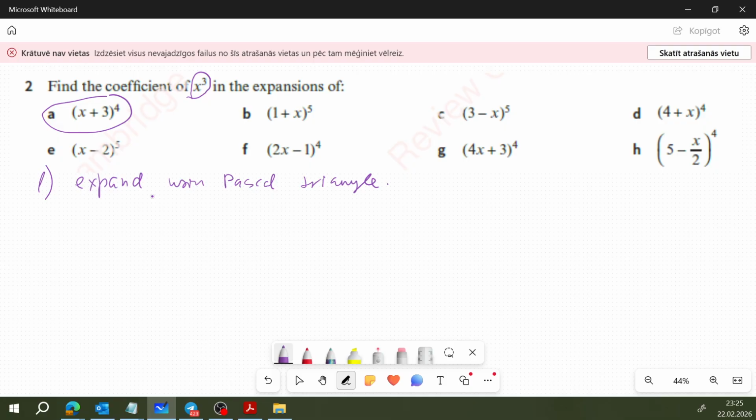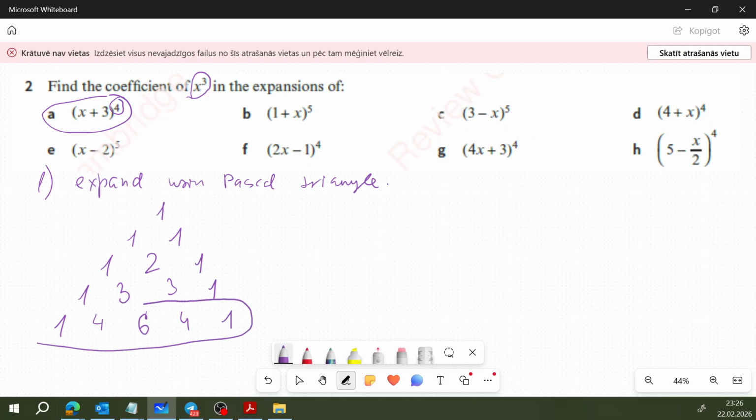So how do I do this? You can see that here I have the power of 4. So I need to write down the Pascal triangle for level 4. So this is level 0, level 1, level 2, level 3, and finally we have level 4. And you see we will have 5 different terms. So let us try to see what we have in this case.